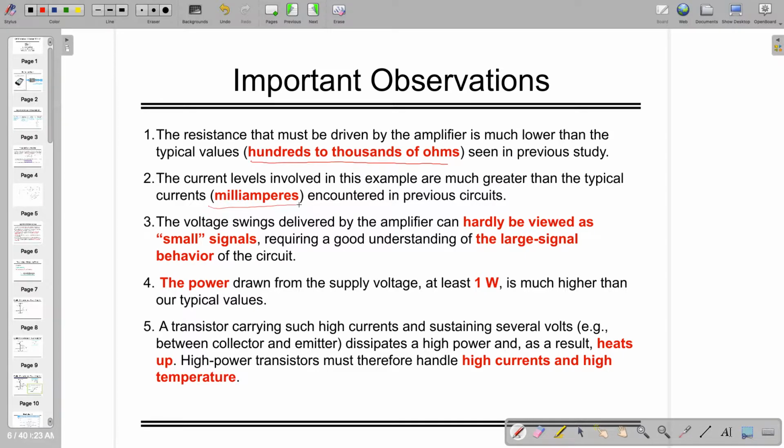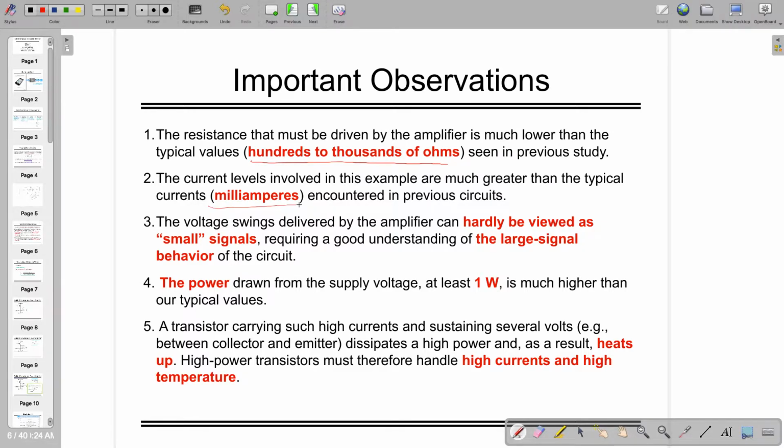On top of that, power drawn from the supply voltage is in the range of 1 watt. It's much higher than the typical values we were talking about in terms of microwatt or milliwatt. So it's not a low power design, it's of course going to be high power, but there is no other alternative. You have to have such a kind of voltage controlled voltage source at the output to drive such a low impedance, and that will cost you lots of current, and you need to see that the resistance is small.